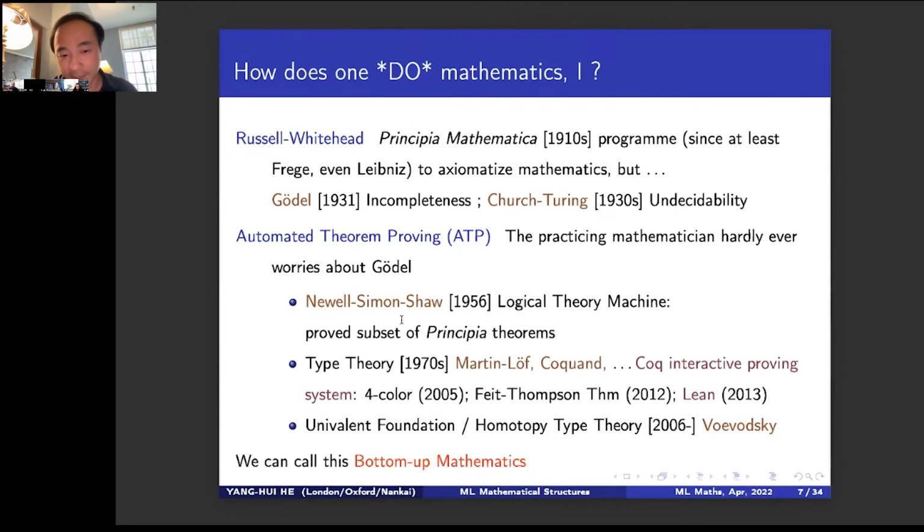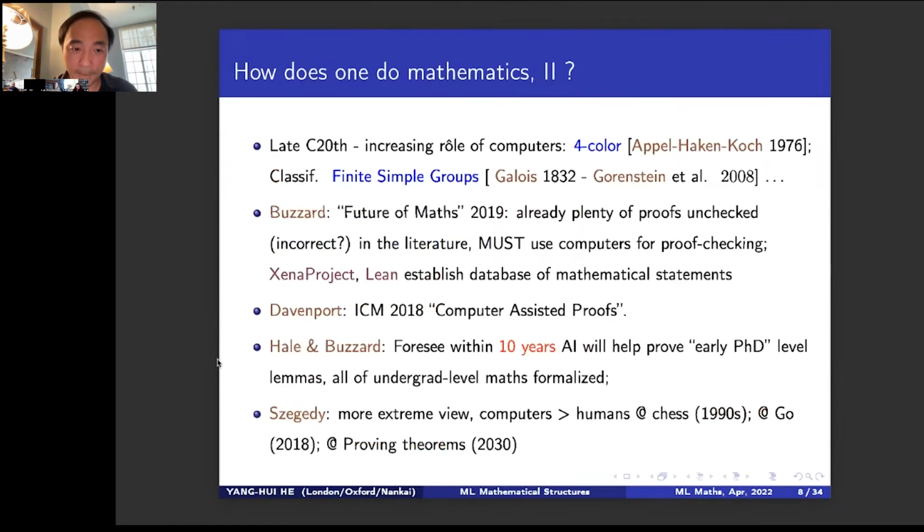For a moment, let me call this bottom-up mathematics. You're really writing down mathematics as a linguistic model of symbols, and then you try to recreate proofs. And the big proponents for this are people like Kevin Buzzard and Davenport, especially in their ICM address of 2018 on so-called computer-assisted proofs.